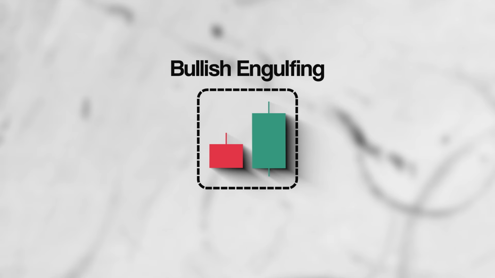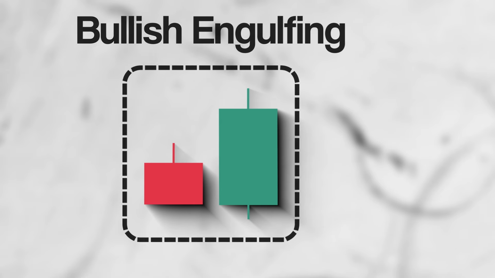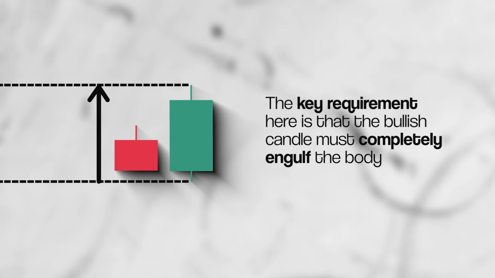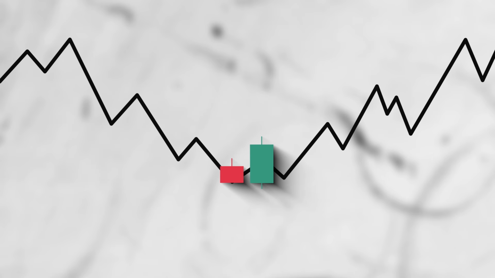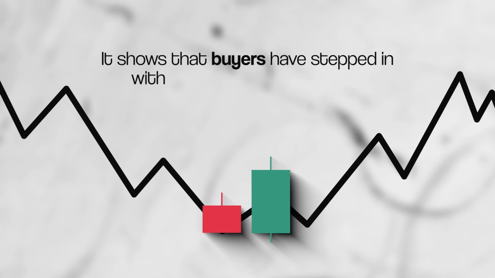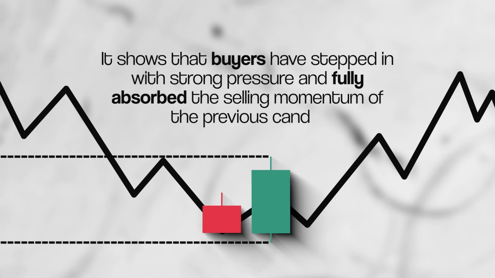The next pattern is the bullish engulfing pattern. This pattern consists of two candles. The first one is bearish, and the second one is bullish. The key requirement here is that the bullish candle must completely engulf the body of the bearish candle. This pattern signals a potential trend reversal from bearish to bullish. It shows that buyers have stepped in with strong pressure and fully absorbed the selling momentum of the previous candle.